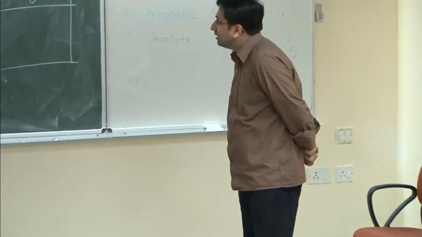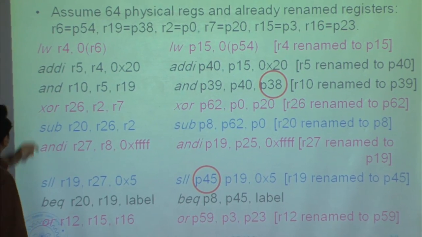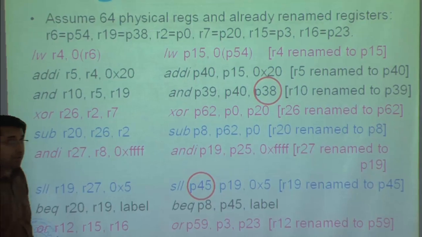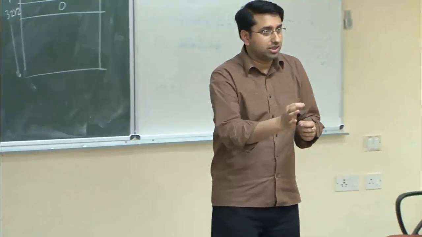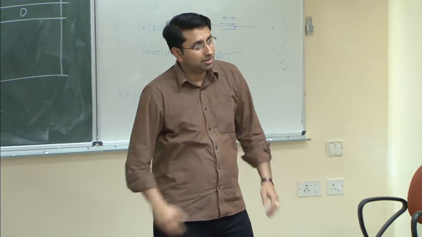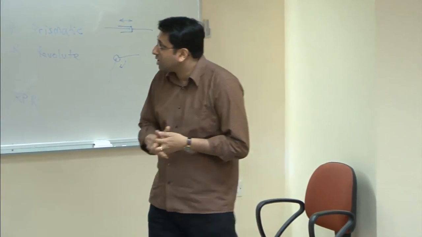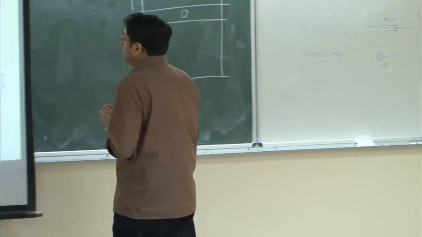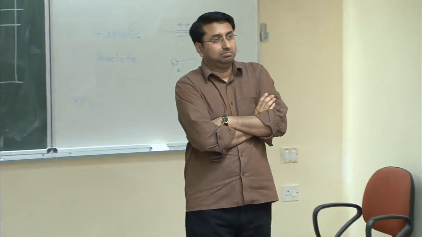Sorry, say again. When any instruction writes to R4, we free P15. Do I have any such situation here? I don't have any common target here. So you're saying that if there is an instruction which writes to R4, when? An instruction has several stages, it's not really a point event. It spans over certain cycles. So it is fetched, and so you have an instruction which writes to R4. When that instruction reaches the commit stage, at that time you can free it.